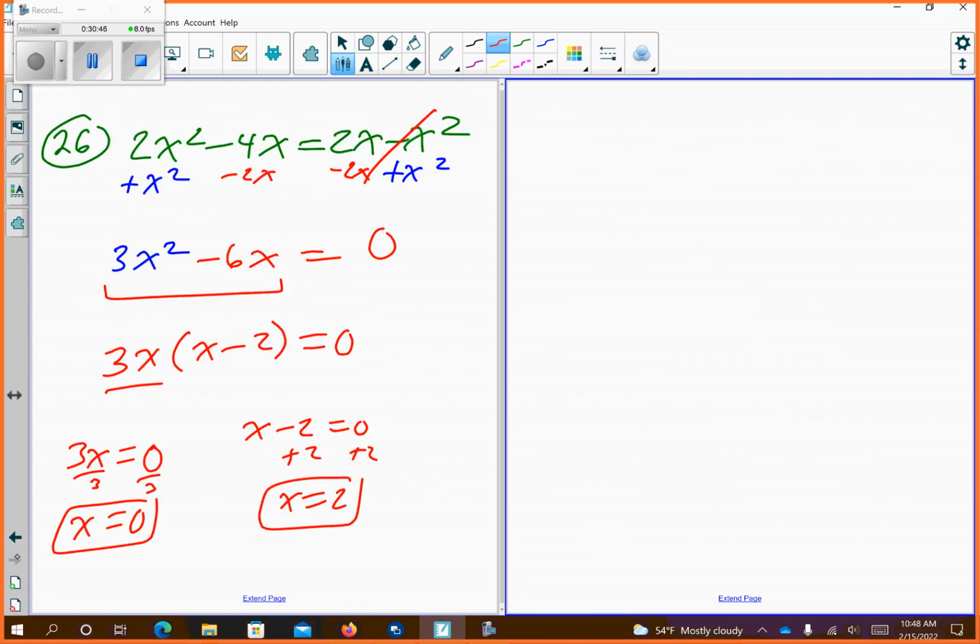Number 27. 2x squared minus 5x equals 12. Am I ready to start factoring this problem? No, it's not equal to what? 0. So in order to make it equal to 0, you got to move the 12 over. Those cancel now.